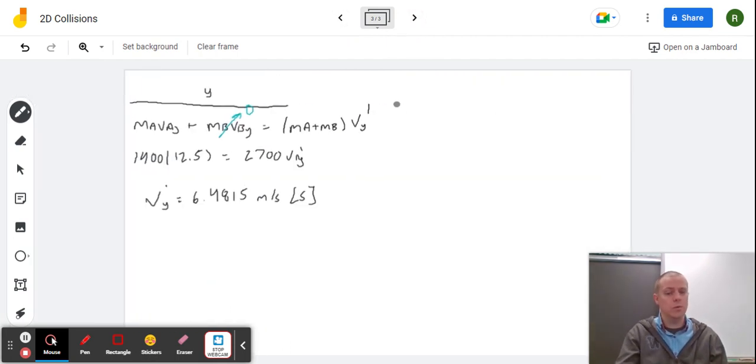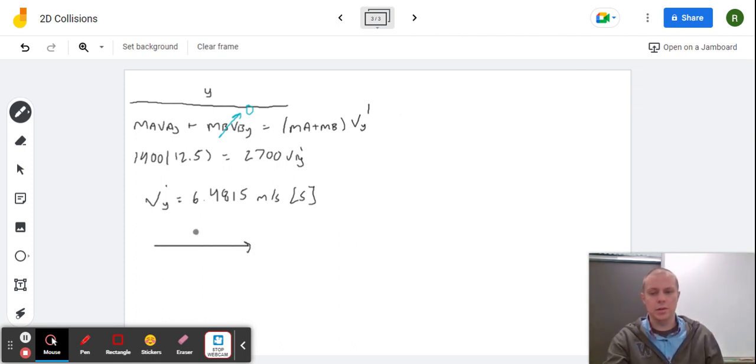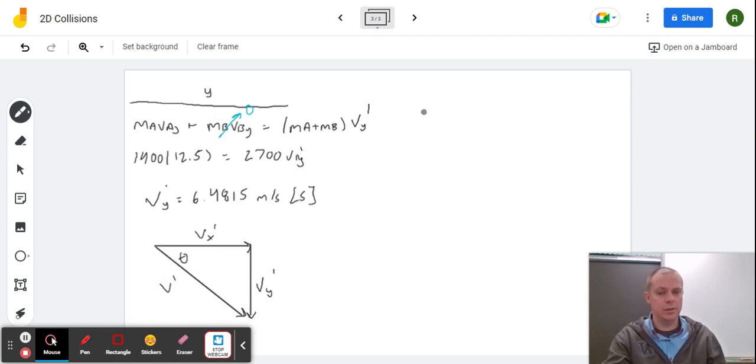So we're going to do what we've been trained to do when we have two vectors. We're going to make a triangle, Vx prime, Vy prime, so that we can get V prime. Okay, so we're going to need to assemble these vectors using the Pythagorean theorem, and then we're going to need to use some trig to find the angle.